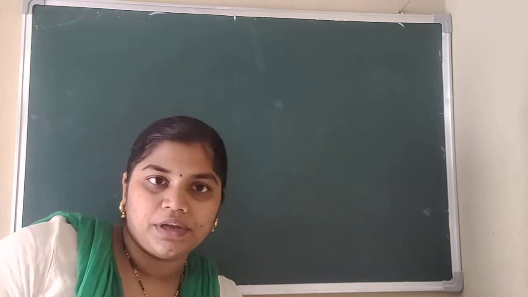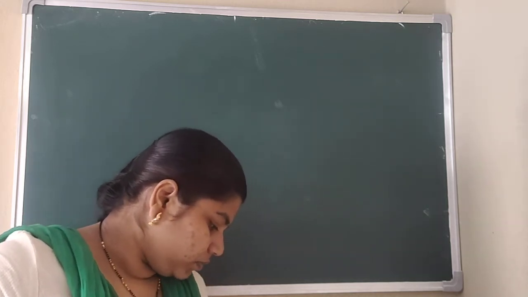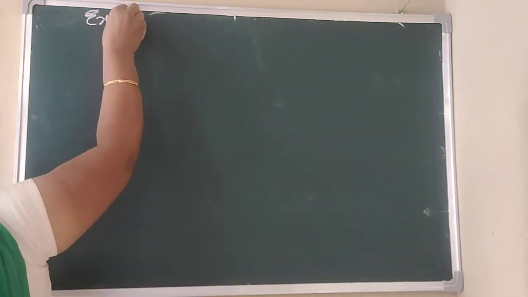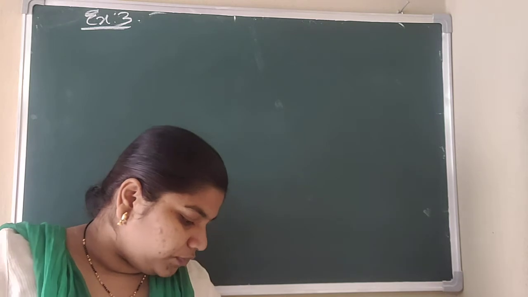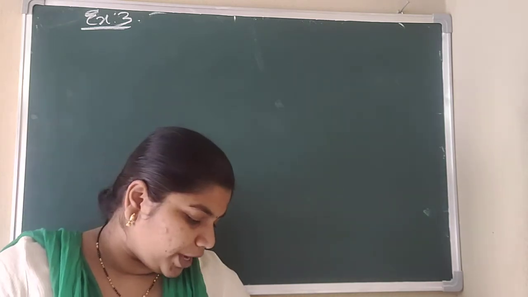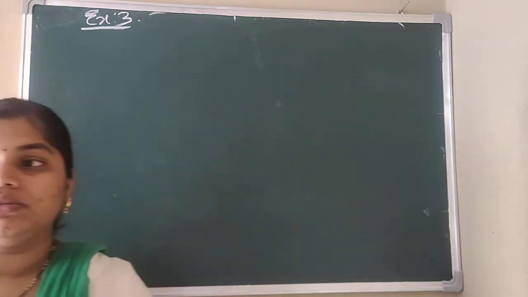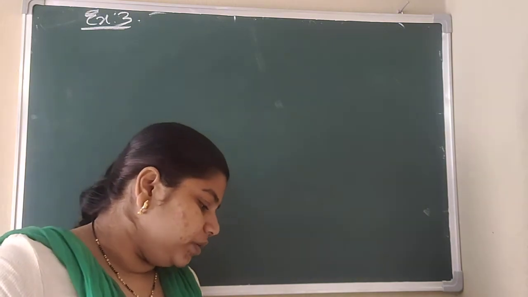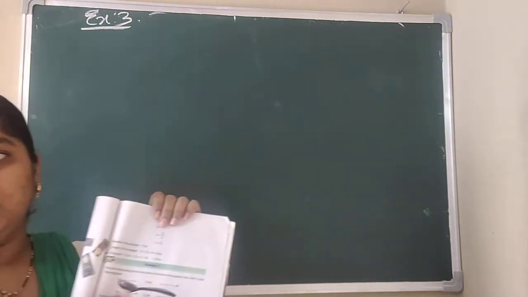So now we are starting our word problems. Okay, so exercise 3. In that, the first one: write the information given in the picture in the form of an equation. So they have given some information in the picture. We have to write it in the form of an equation. Also find the x in the following figure. If you see the picture here, they have given one spoon, a teaspoon.